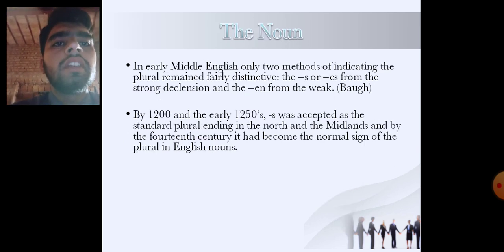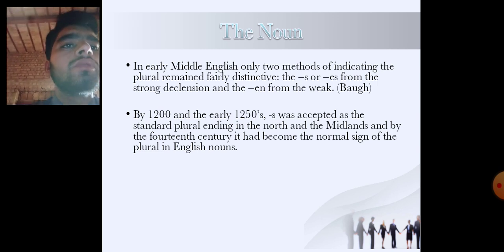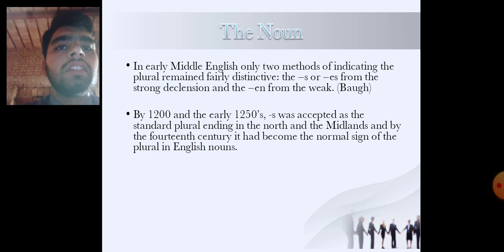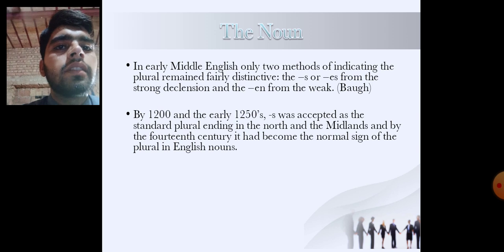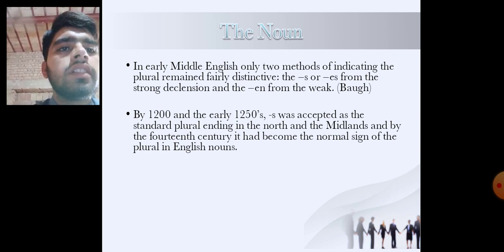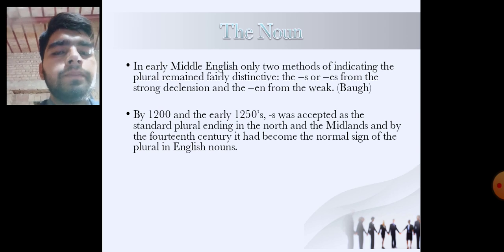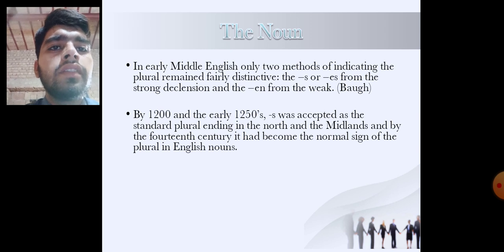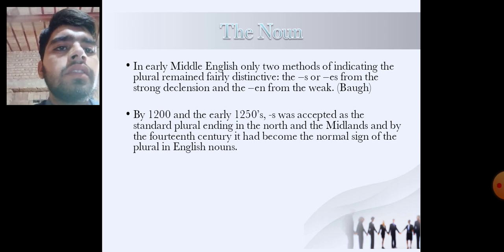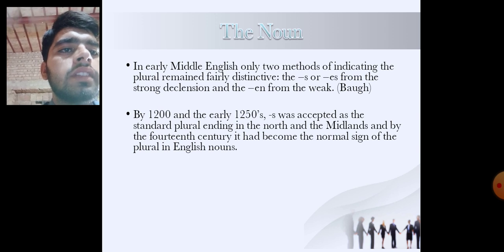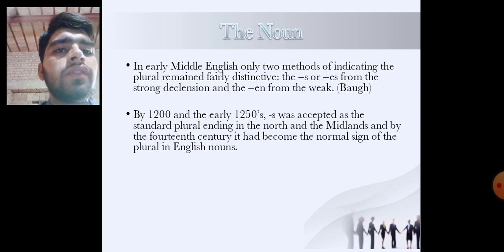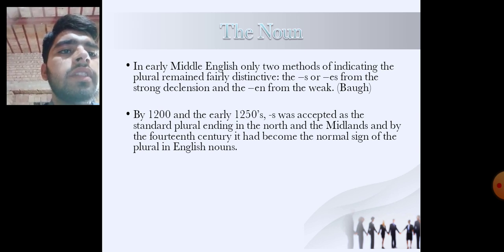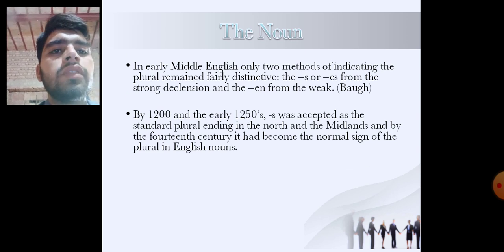The noun. In early Middle English, only two methods of indicating the plural remained, fairly inadequate: the s or es from the strong declension and the en from the weak. By 1250 the s was accepted as the standard plural ending in the North and Midlands, and by the 14th century it had become the normal sign of the plural in English nouns.